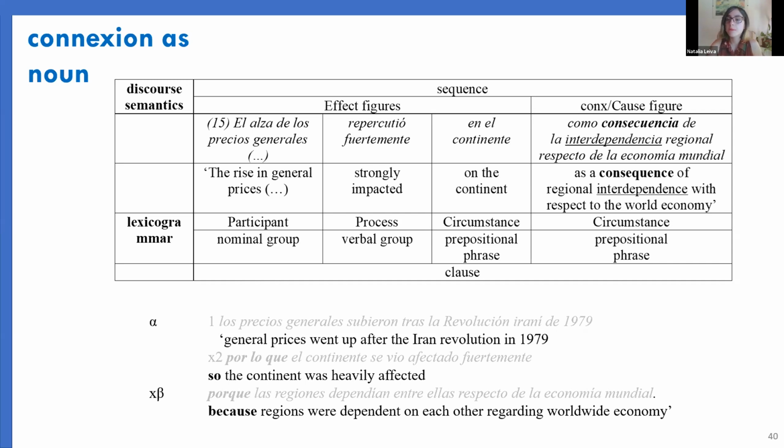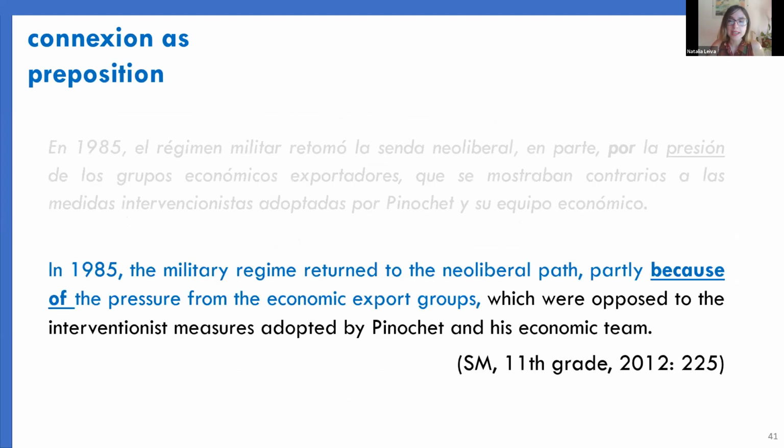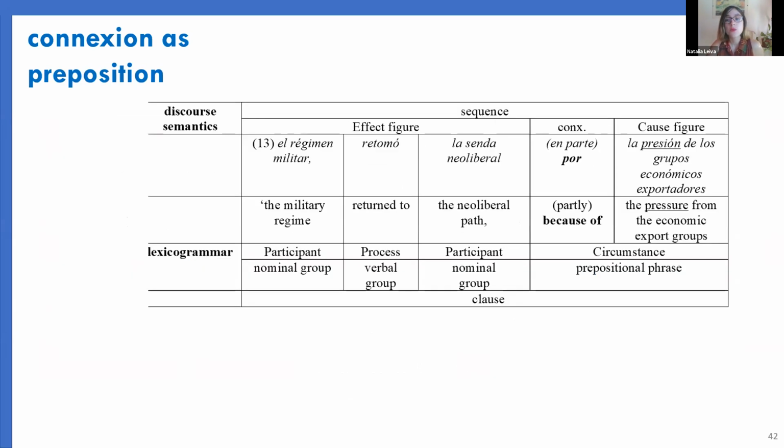General prices went up, so the continent was affected. We finally consider a type of logical metaphor involving a sequence realized as a clause with connection realized by the preposition in the circumstance. In this sequence, the reason why the dictatorship got back on track with neoliberal politics is explained. Here, we do have one figure realized congruently by a clause, as in the previous example.